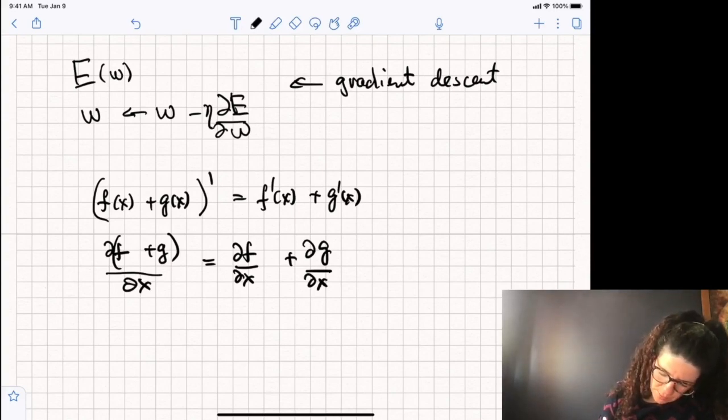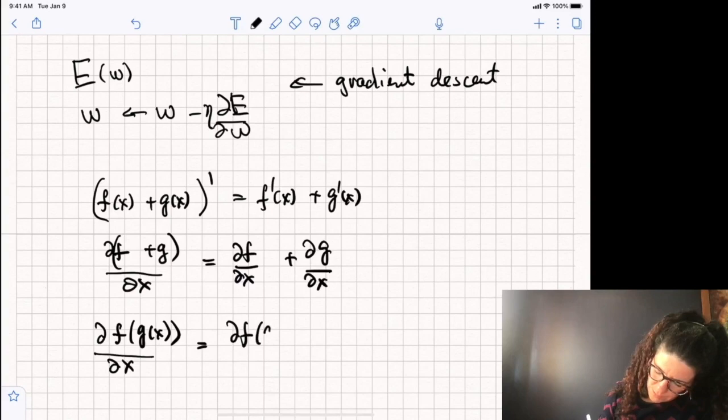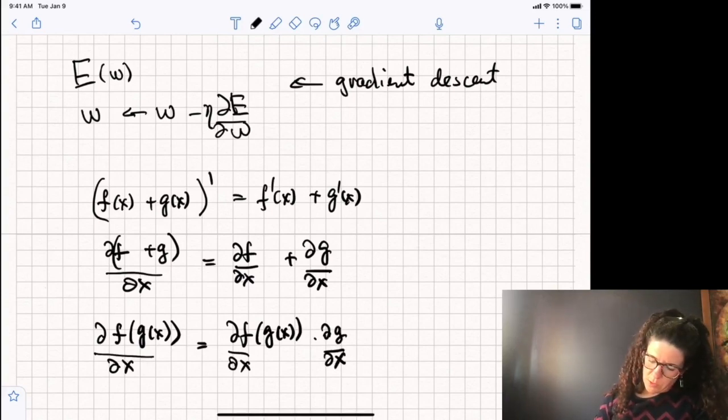Similarly, suppose that I have f of g of x, and I want to differentiate this with respect to x. So this is df of g of x over dx, which is df/dg times dg/dx. Okay, so these are pretty much the most important properties that we need to remind ourselves of, and we're going to be using them.